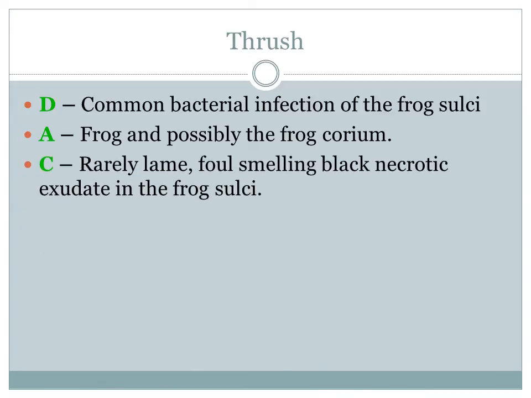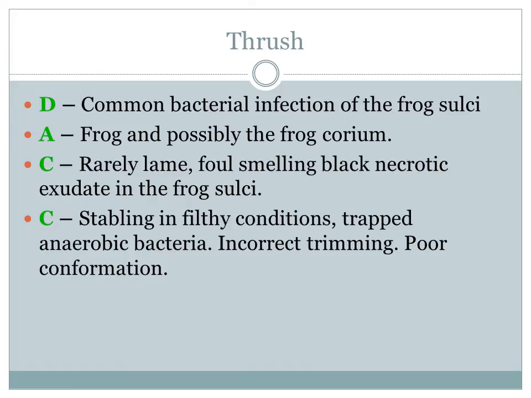Clinical signs. Horses are rarely lame from thrush, but they can be. There will be a foul-smelling black necrotic exudate that will drain from the frog sulci or cleft, and there will be a black crumbly material that you will find around the top edge of the cleft of the frog, and the cleft will have progressed all the way into the bulbs of the heels and quite high up into the bulbs of the heels.